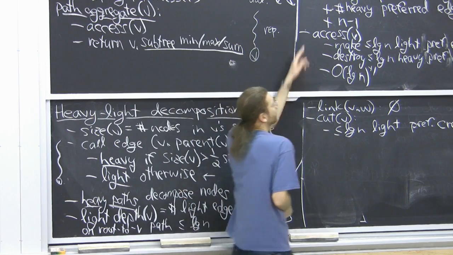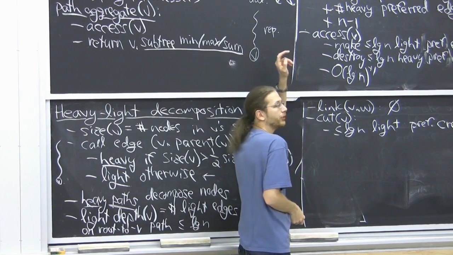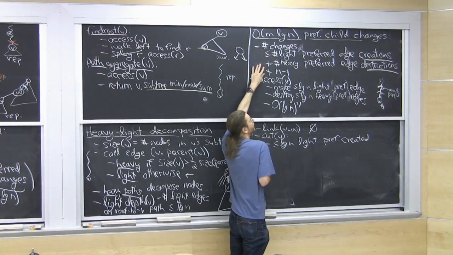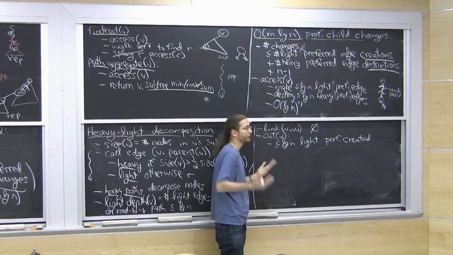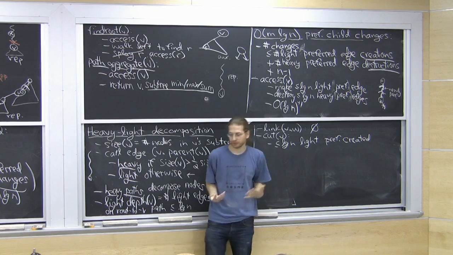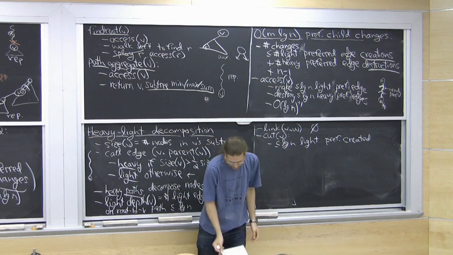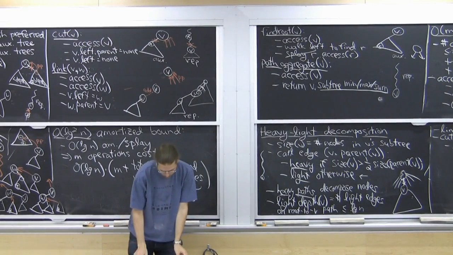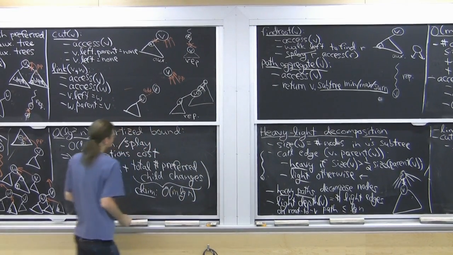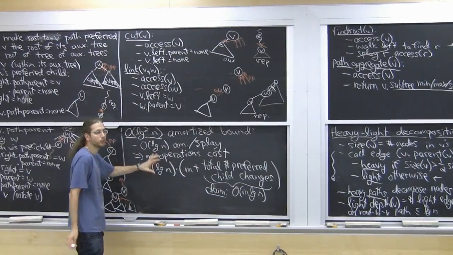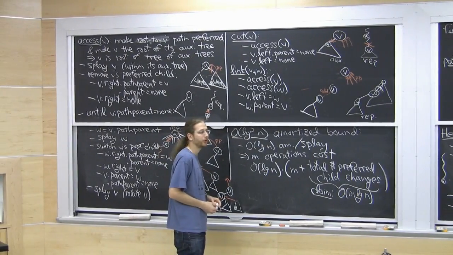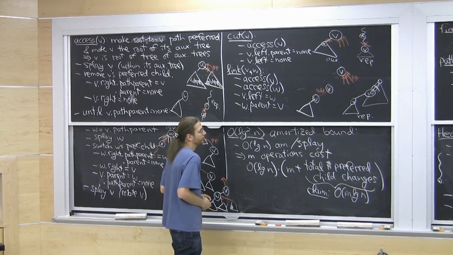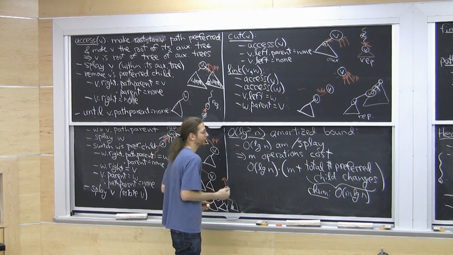It's amortized because we're doing this creation and destruction business. This thing is worst case log n per operation, but when you sum it up, you actually get a bounded number of preferred child changes overall. Cool. So if you plug that into this bound, we get a log squared n bound. Big deal. But with a little bit more work, we can actually get a log n bound.